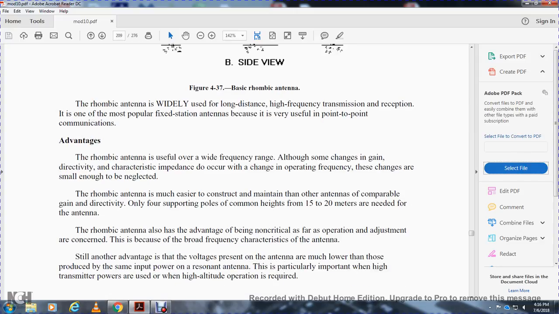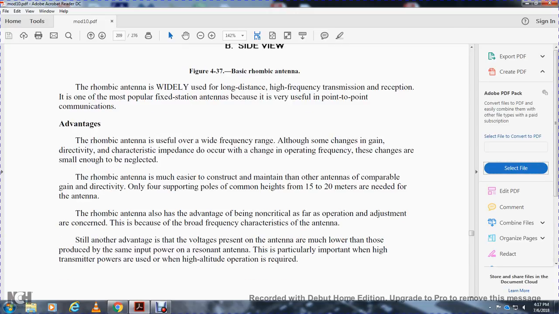An advantage of the rhombic antenna is that it operates over a wide frequency range, although some change of the gain and directivity, and of the impedance characteristic, occurs with the change of operating frequency. These changes are small enough to be neglected. The rhombic antenna is much easier to construct and maintain than other antennas comparable in gain and directivity. Supporting poles have a common height of 15 to 20 meters above the ground.